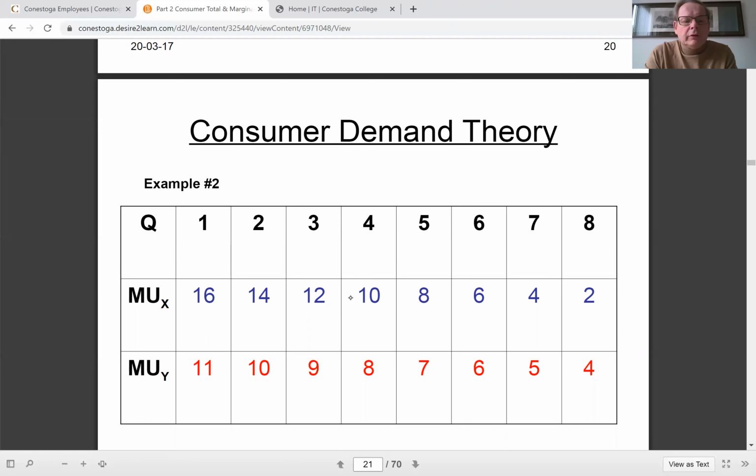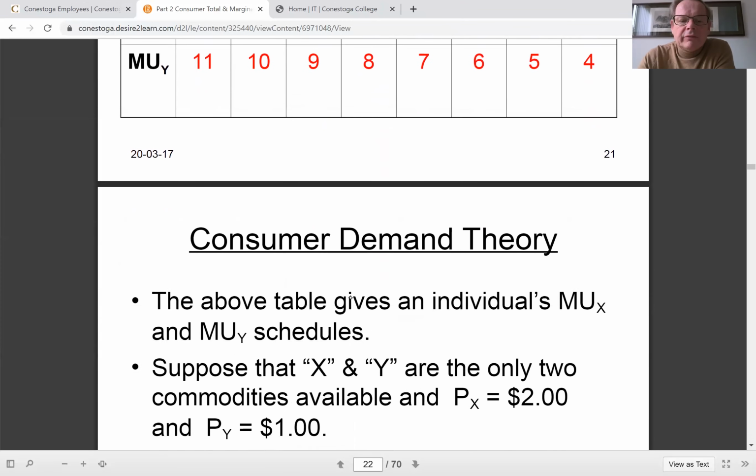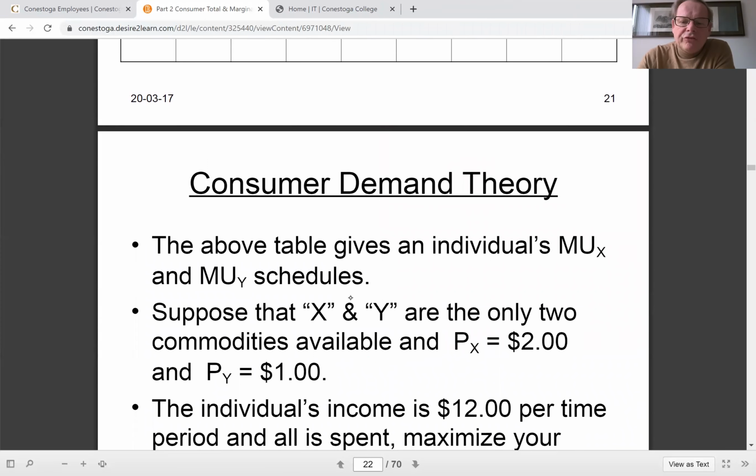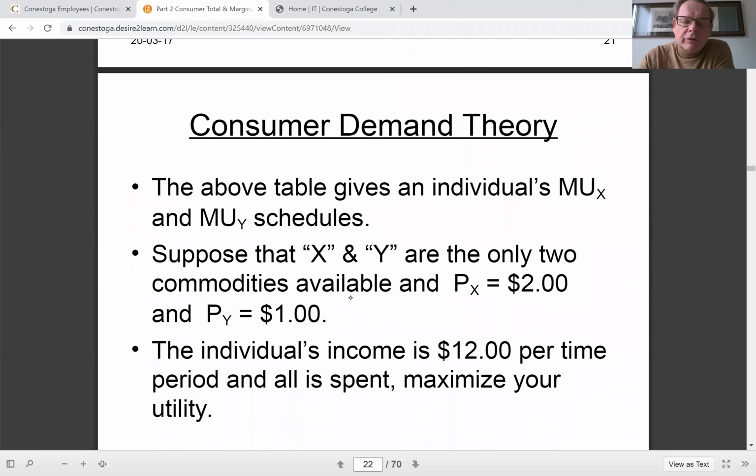You're given this table, and you can tell from the far left side, it's a marginal utility table. And on the next slide, you are told that the price of X is $2, the price of Y is $1, and you have $12 to spend. And you have to spend the $12 in such a way that you will maximize your level of satisfaction and also determine the number of levels of satisfaction that you will receive.